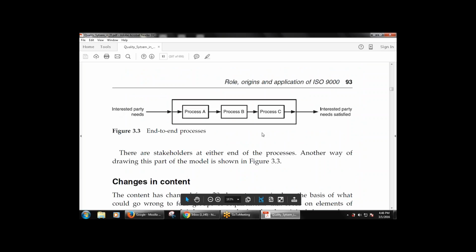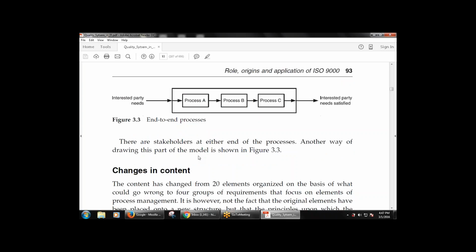Now this is the interested party. There are three processes available: process A, process B and process C. There is an end-to-end process, and the interested party needs are satisfied. There are stakeholders at either end of the processes. Another way of drawing this part of the model is shown in figure 3.3, with the end-to-end process of process A, process B and process C.